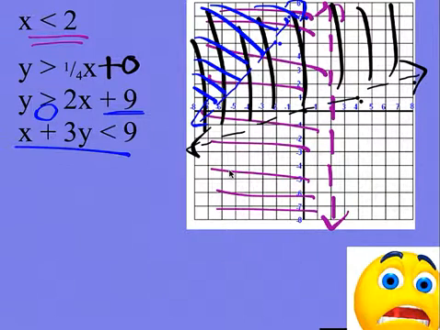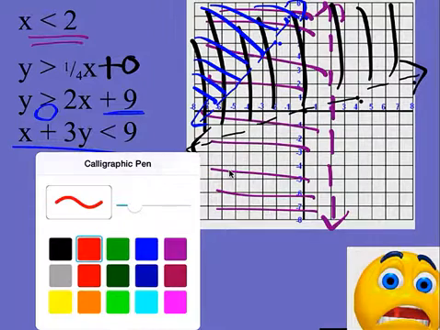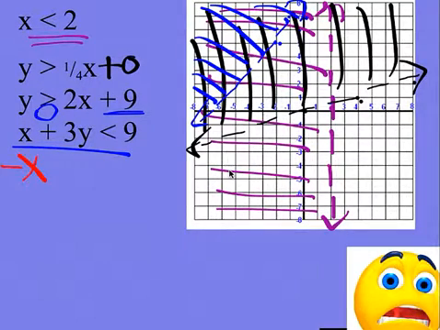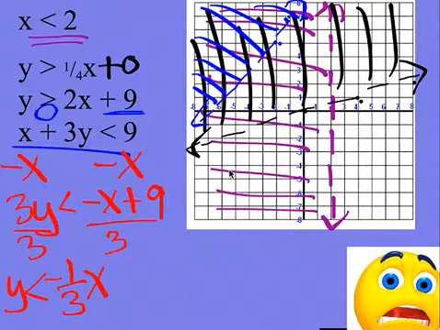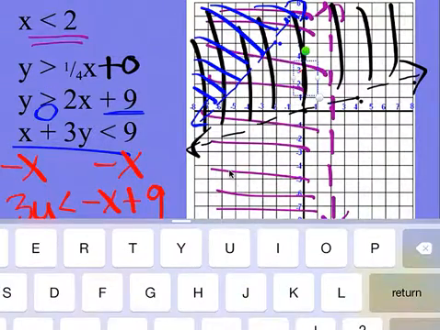So now I need to solve this last one for y. I'm going to start by subtracting x from both sides. And then I get that 3y is less than negative x plus 9. Divide both sides by 3, and I get y is less than. When I have a negative x divided by 3, that's the same as a negative 1/3 x. And then 9 divided by 3 is 3. So I'm crossing the y-axis at 3.